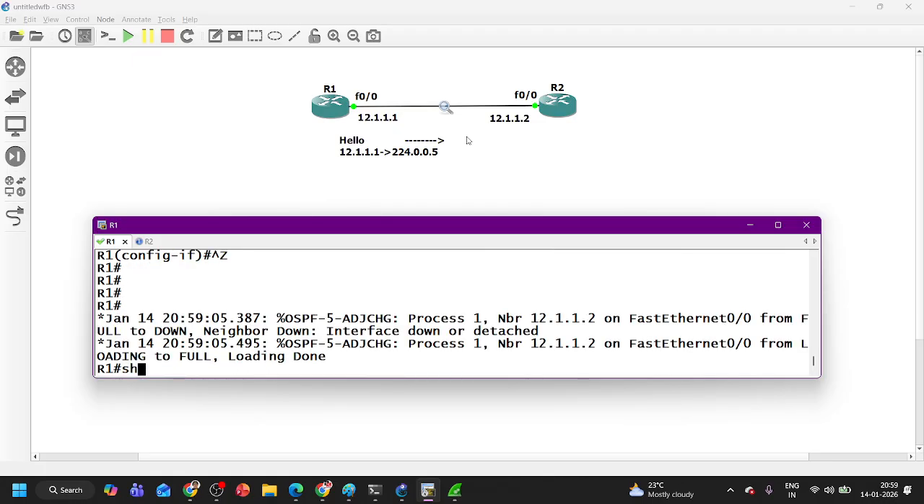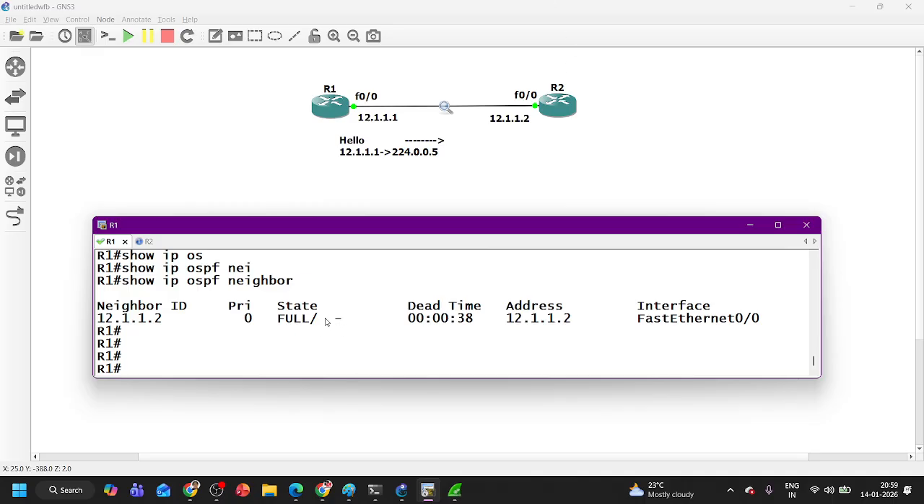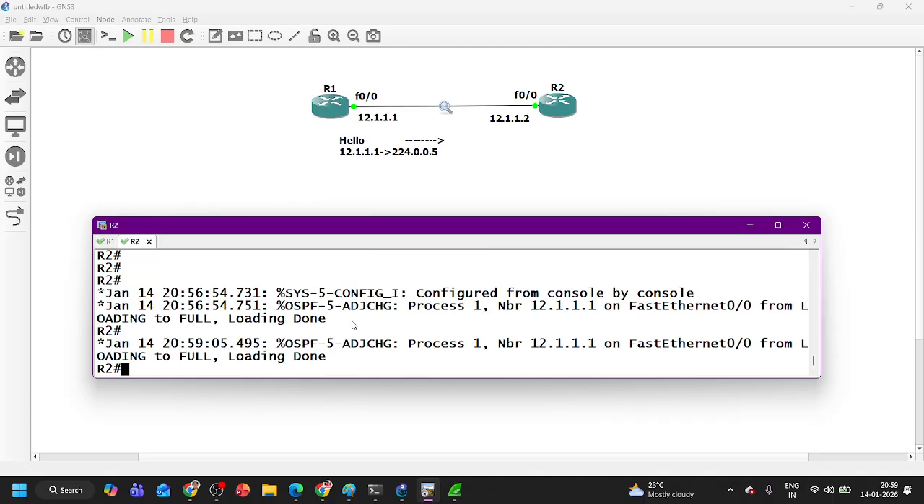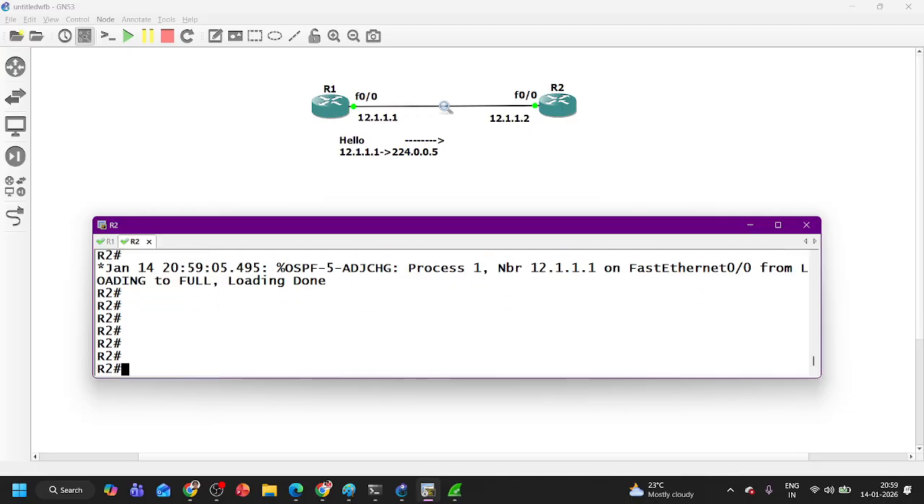Now, show ip ospf neighbor. Here you can see now there is no DR and BDR. Here again neighborship fluctuates, and here also you have to change the network type. Otherwise, neighborship is up, but the database will not get exchanged.